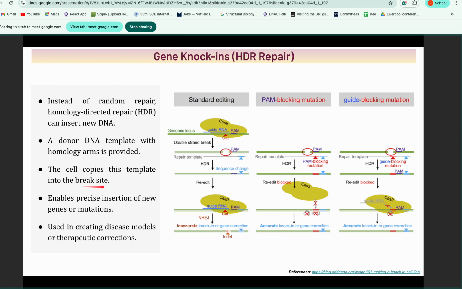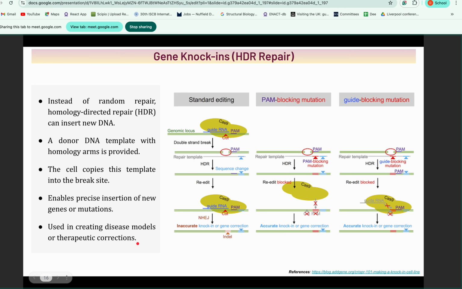So the cell copies this template into the break site. So wherever the break is present, we have a repair template, and we'll see where the homology arm is present. So anything in between the homology arm will get exchanged with this. So here they are showing that there is a sequence change. So this sequence has got integrated over here with the help of homology-directed repair, and it allows the precise insertion of new genes or mutations. So we can also insert certain mutations into it, and it is useful in creating the disease models or therapeutic corrections.